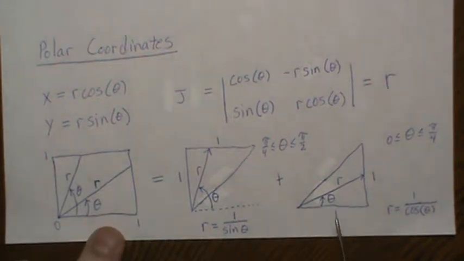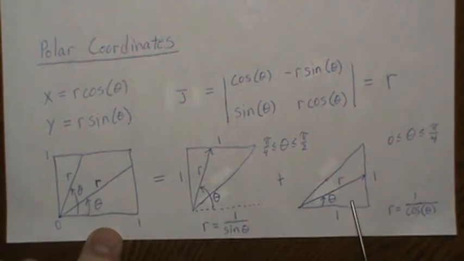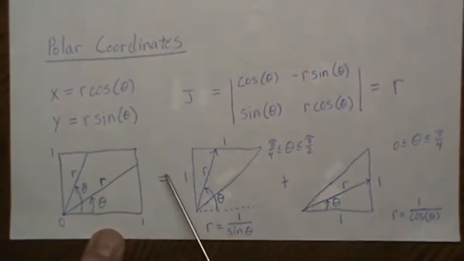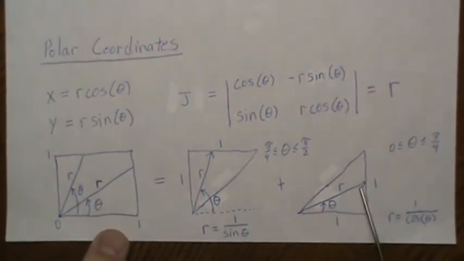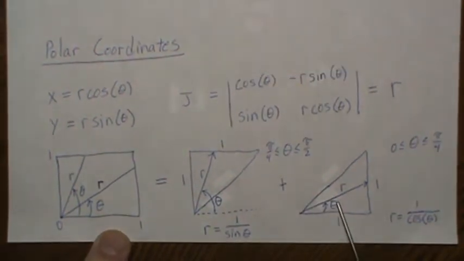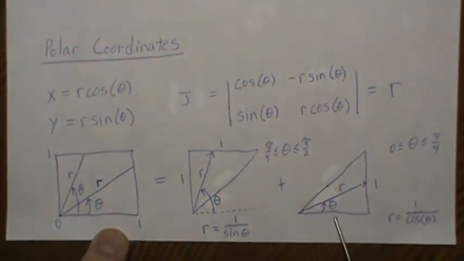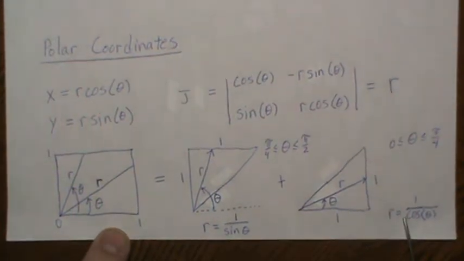So if we look at this bottom piece first over here, this is 1 and this whole side is 1. Right? Because we're integrating this triangle. Now, if we call this cosine, r is going to be 1 over cosine of theta, right? Because cosine of theta is 1 over r, and then you manipulate, you get this.